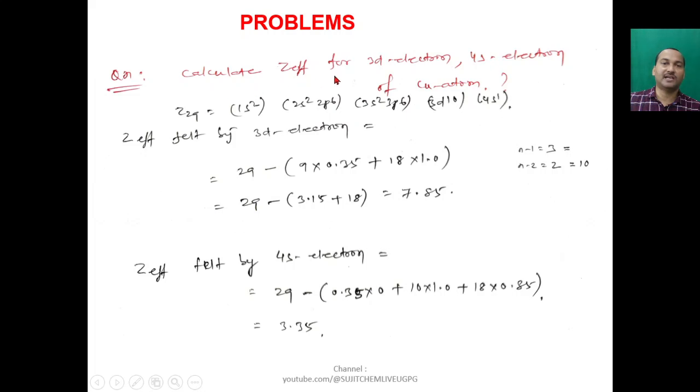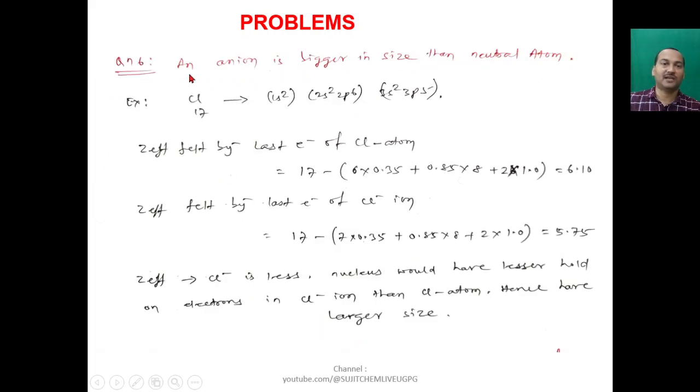Similarly, you can calculate the Z effective for the 3d electron and the 4s electron for the copper atom. Copper has atomic number 29. You can write the electronic configuration and group them like this. So the Z effective held by a 3d electron will be 29 minus 9 into 0.35 plus 18 into 1.0. So it is found to be 7.85. Similarly for the 4s electron, it will be 29 minus 0.35 into 0 plus 10 into 1.0 plus 18 into 0.85. So it becomes 3.35.